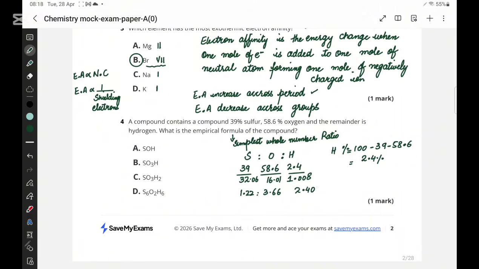It comes out to be 2.40. Now we have to divide with the least value, that is 1.22, 1.22, and that is also 1.22. So the answer comes out to be 1:3, and that is going to be 2. So it is going to be SO3H2. Our answer is going to be C.